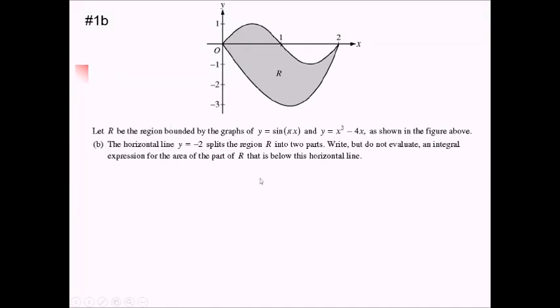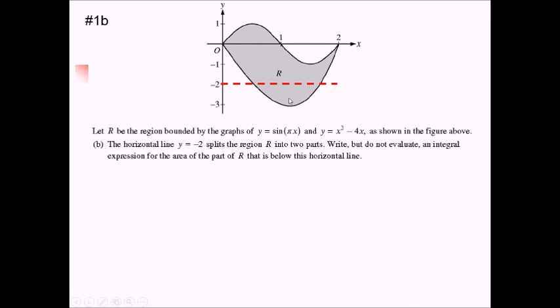For this part, we have the horizontal line y equals negative 2, splitting region R into two parts. Let me just draw that line in there. They want us to write but not evaluate an integral expression for the part of R that is below this horizontal line. So we want the area of R below this line. Well, I need to figure out my limits of integration for this one.